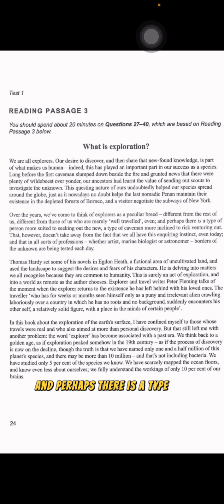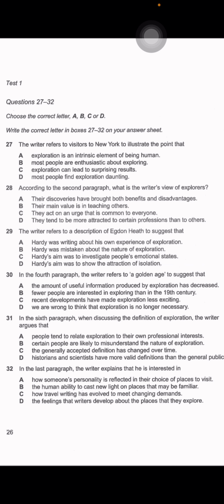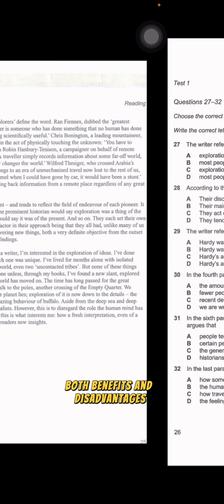And perhaps there is a type of person more suited to seeking out the new, a type of caveman more inclined to risk venturing out. That, however, doesn't take away from the fact that all have this inquiring instinct, even today, that in all sorts of professions, whether artist, marine biologist, or astronomer, borders of the unknown are being tested each day. So let's eliminate the wrong options first. Their discoveries have brought both benefits and disadvantages.